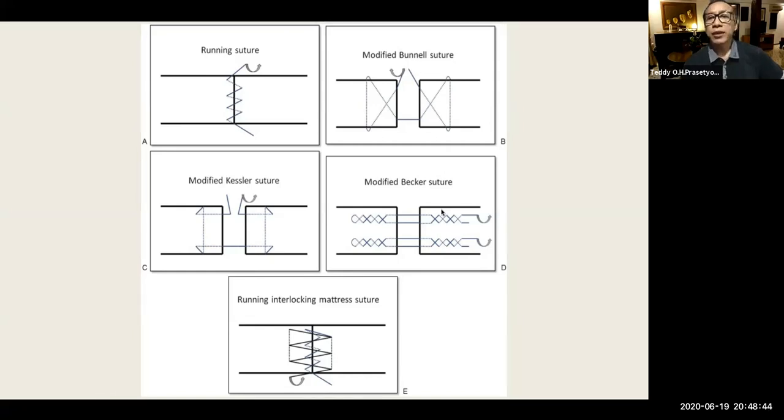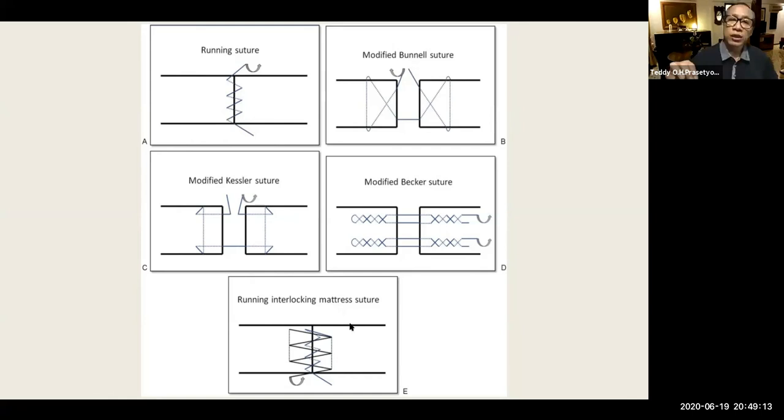This is the Becker suture, which is a bit more complicated. You need to practice before you are really comfortable with this technique. And you put the knot not at the outside of the tendon, which is different with the bundle and also the modified Kessler here, but the knot is inside in between the stump of the tendon, which are being repaired.